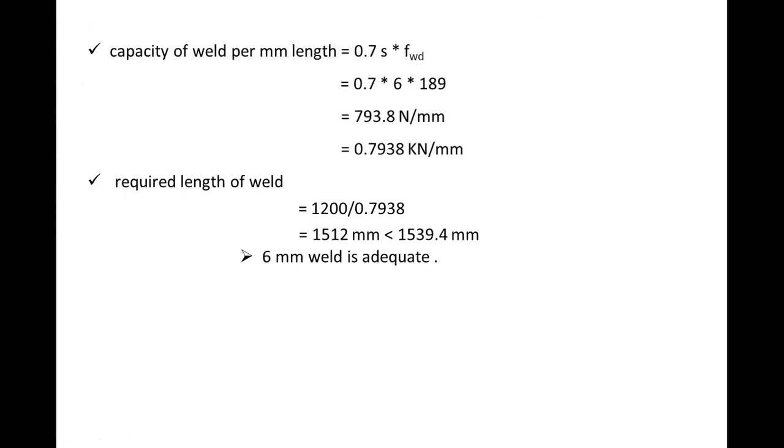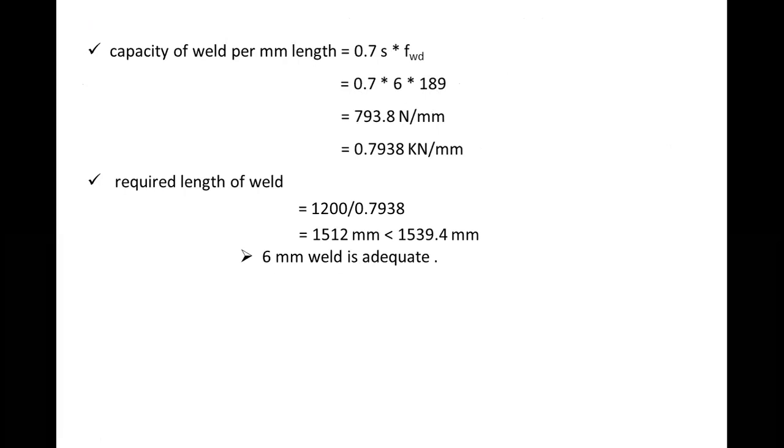Now next is capacity of weld per meter per mm length, which is equal to 0.7 S FWD. Here S is equal to our size of weld and FWD is also given in our code, which is 189. So basically the answer is in Newton per mm, but here we require the unit kilonewton per mm, so converted into kilonewton per mm.